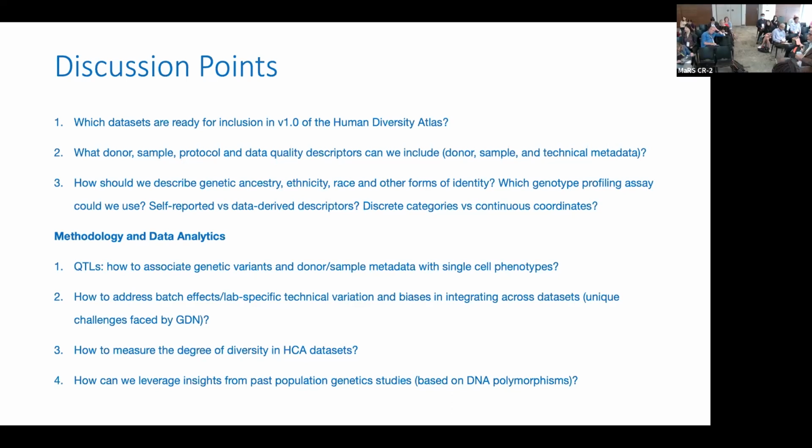So it's easy to say, oh, we'll use self-reported descriptors. There is no well accepted or universally applicable ontology of self-reported ancestry descriptors that you can use in the whole world, right? Asian doesn't mean the same thing in Asia that it means in the US, for example. So I would say in the HCA GDN, if we're doing integrative analysis across the whole world, those self-reported labels have very limited utility.